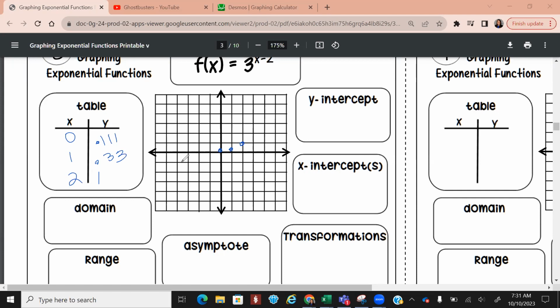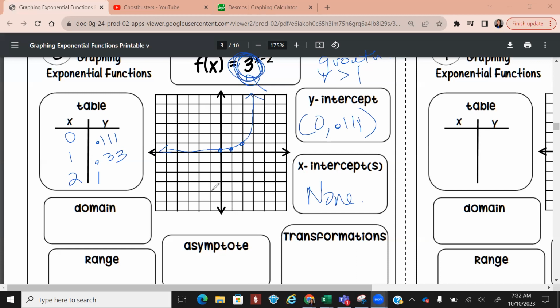Is this going to be growth or is this going to be decay? How do we know? It's growing, as well as this number right here is bigger than 1, so this is going to be growth. Okay? Now, where did it cross the y-axis? Crossed at 0, 0.111. And where did it cross the x-axis? Well, did it? No. Okay?